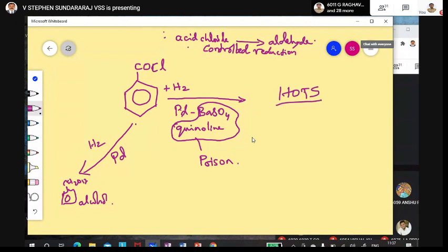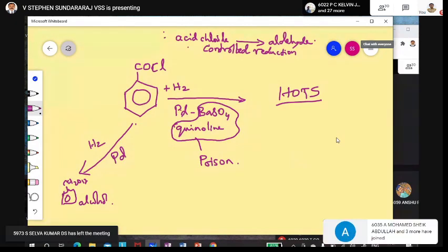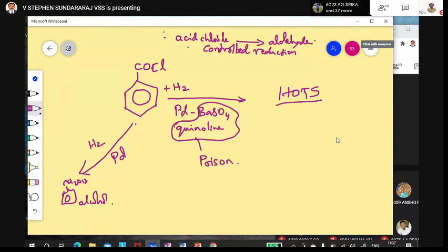Otherwise, there is a reasoning question. What is the reasoning question? What is the role of barium sulfate and the presence of traces of quinoline? So you have to write, this acts as a poison, reducing the activity of the catalyst, otherwise the product could have been alcohol. So to control the reduction up to the aldehyde stage, we are using it. So it is a special reagent.